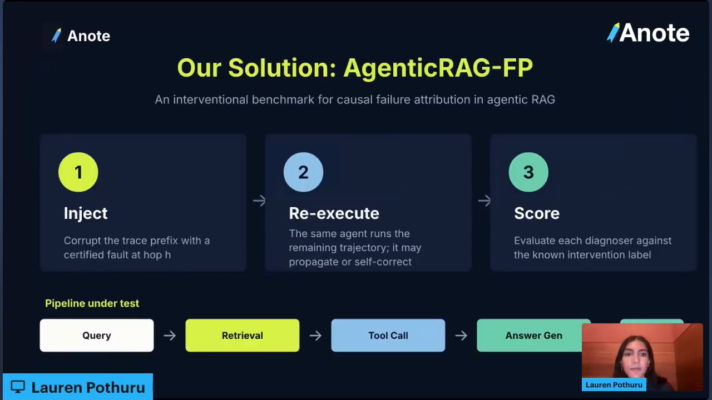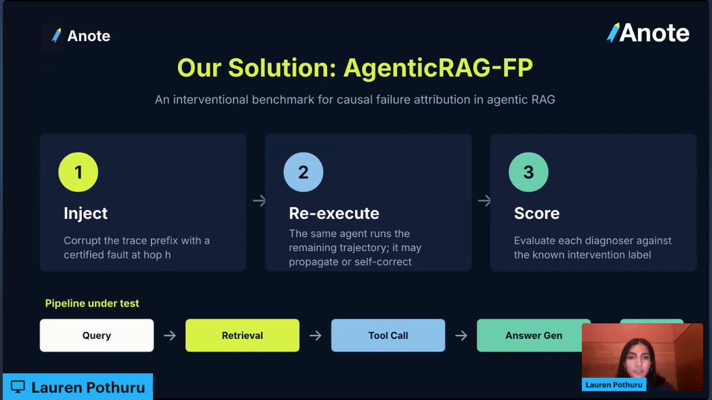Okay. And so here's the benchmark that my paper sought to produce in three steps. So first we inject, so we'd corrupt the trace prefix with the certified fault at hop H, so hop 1, 2, or 3. Then re-execute, so the same agent will run the remaining trajectory, and either it can propagate the fault or sometimes it'll self-correct, so this error will get smoothed out by the final hop. And then score, so we'll evaluate each diagnoser against the known intervention label.